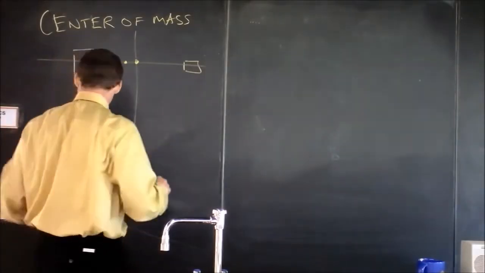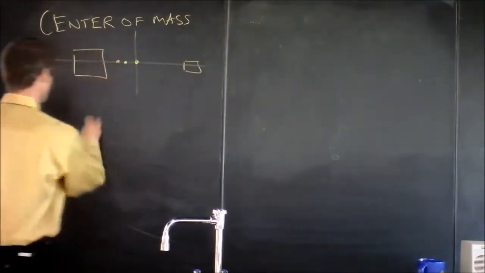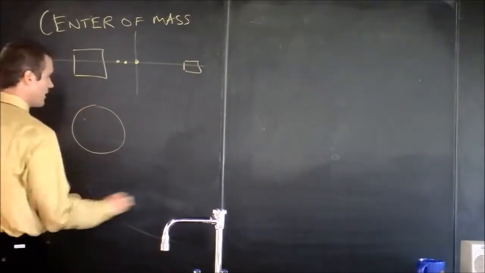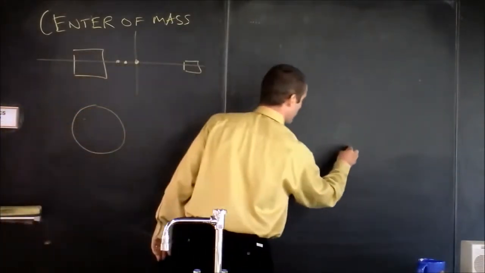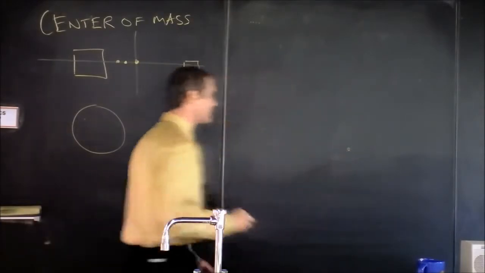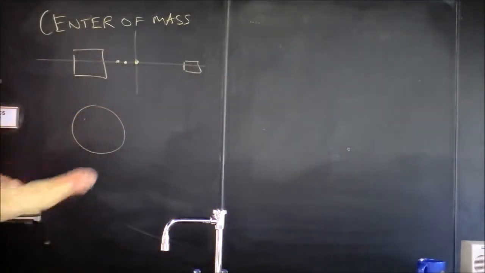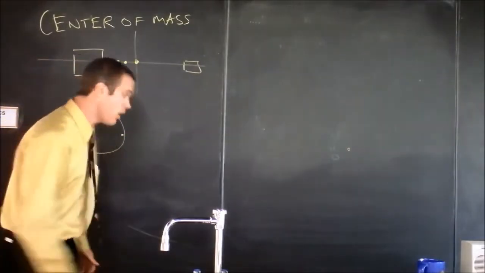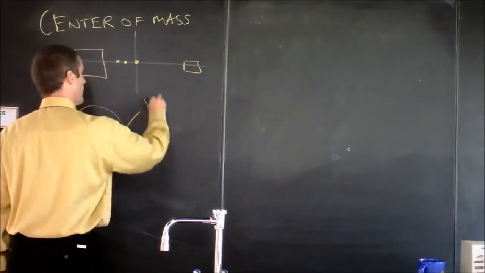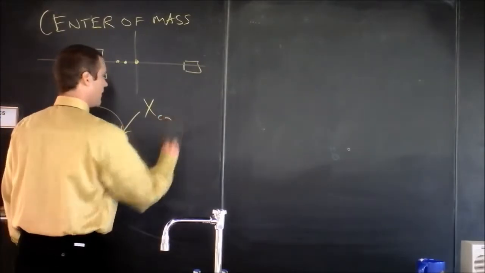There's another cool system where the center of mass is something interesting. Here's the Earth, and here's the Moon. Well, it's probably like way over here. There's the Moon right there. The center of mass between the Earth and the Moon is actually just within the Earth. Whoa. And we'll call that the position of the center of mass.